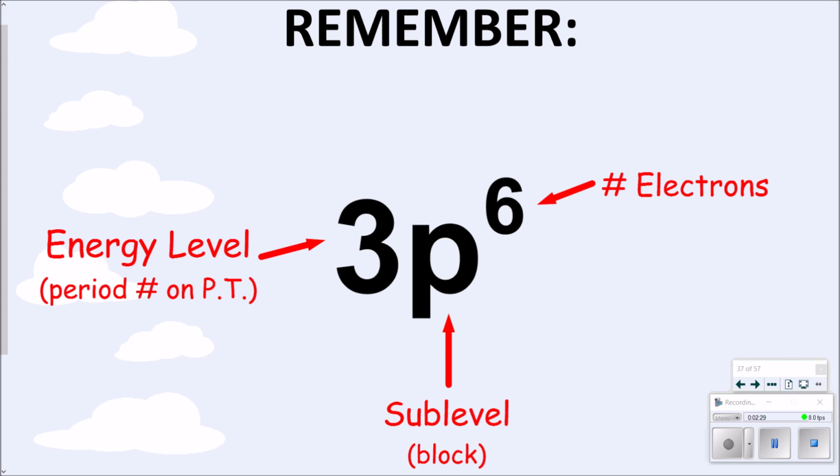Before we move on, I just want to remind you of the different parts of electron configuration. The first number represents the energy level. This corresponds to the period number on the periodic table. There are 2 exceptions with the D and the F blocks. The D block starts at energy level 3 and F starts at 4. The letter represents the sublevel or the block. The superscript represents the number of electrons.